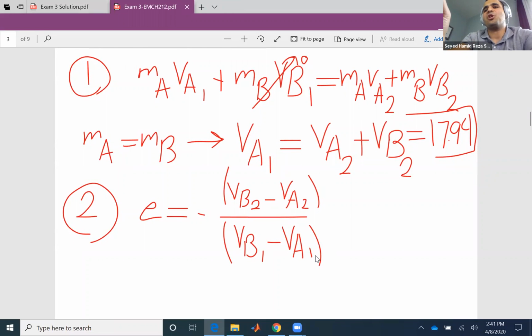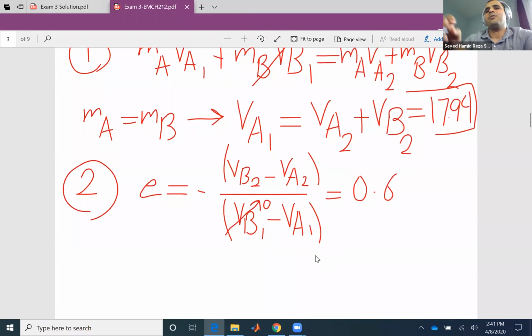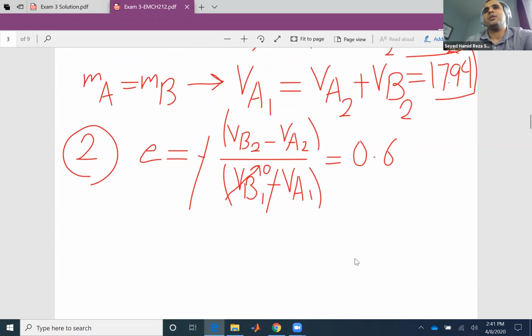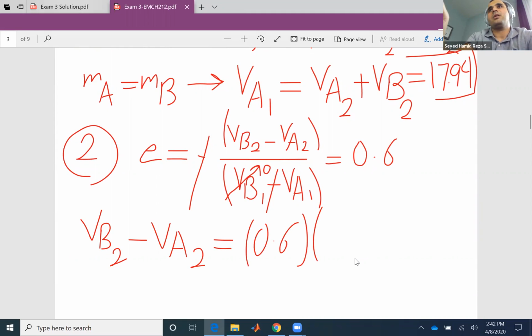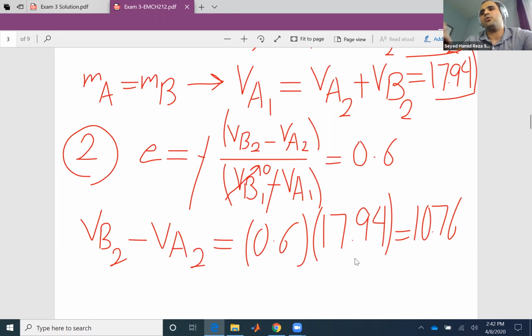So VB1, the initial velocity of B, is 0. I have this value, I have e. The problem is telling me e is 0.6. And I have VA1. Here I have a negative value, and here there's a negative in e, so I can get rid of the two negatives and just write VB2 minus VA2 is 0.6 times my VA. So 0.6 times VA, which is 17.94, gives me 10.76. And the unit is foot per second.